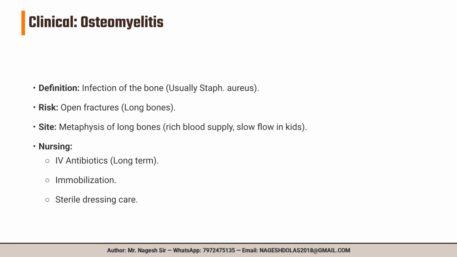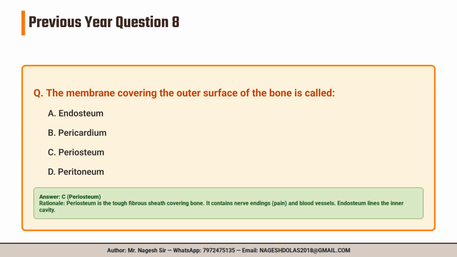Osteomyelitis is a bone infection often caused by Staph aureus, commonly occurring at the metaphysis of long bones, which has a rich blood supply. Nursing care requires long-term IV antibiotics, immobilization, and sterile dressing care. Question 8 asks, the membrane covering the outer surface of the bone is called? The correct answer is C, the periosteum.